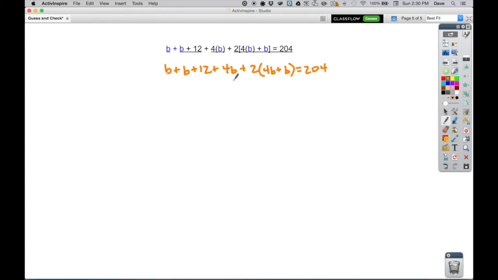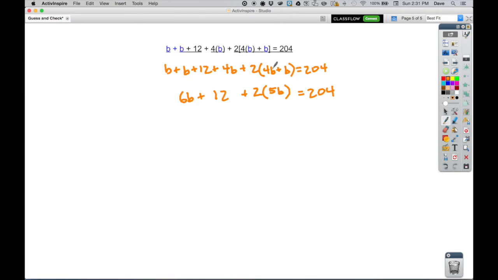Okay, that might look a little bit more straightforward. All right, so let's clean this up. Now normally when I see these parentheses, I do distributive property here, but I'm also noticing within the parentheses that these are like terms. So let's actually do that first. I'm going to do 4B plus B, which is 5B. And then over here, I see some other like terms. Let's add those up too. I've got B plus 4B, so that's 1, 2, and 4 more would be 6B, plus 12, which we haven't touched yet, equals 204.